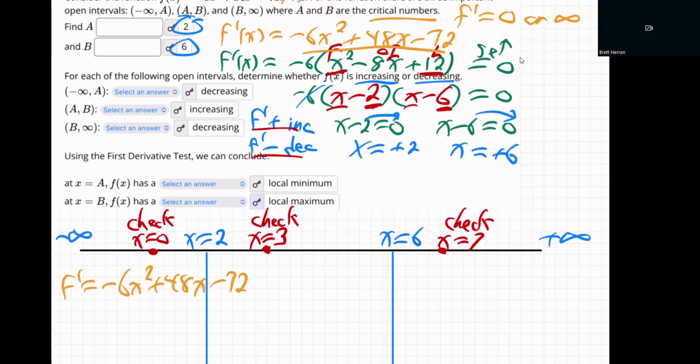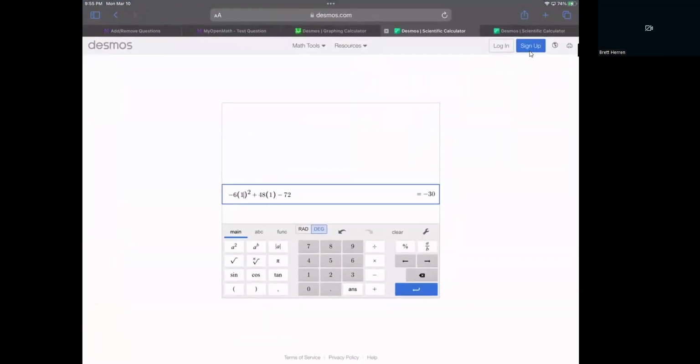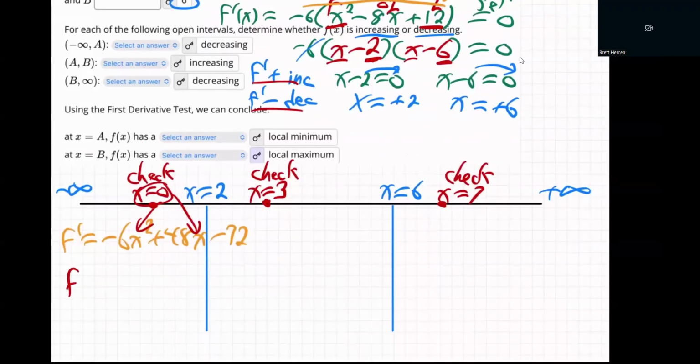I'm going to take 0 and plug it in. Okay, let's do it. So I'll go to Desmos. Here I plugged in 1, but let's plug in 0. There we go. What do we get? Negative 72. That's easy. Probably could have done that without a calculator, huh? So f prime is negative 72. That means it's decreasing, going down in that section.